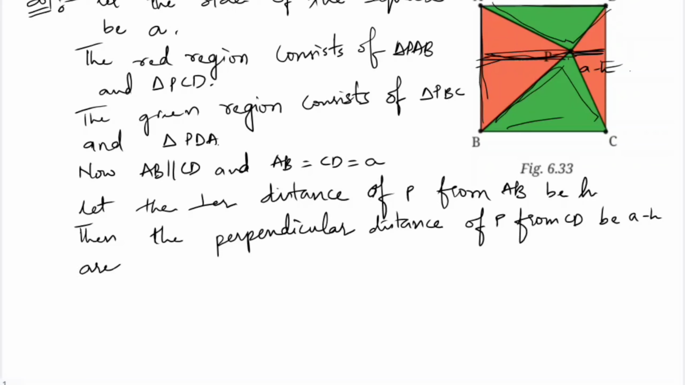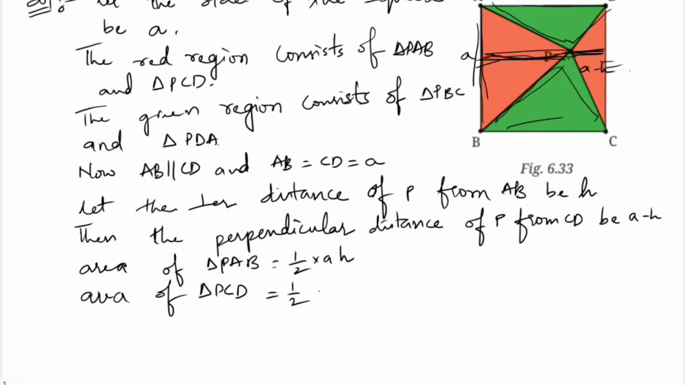So area of triangle PAB is equal to half into base into height. Okay, area of a triangle is half into base into height. Base is this side, that is a, and height is h. So this will be the area of the first triangle, and the area of triangle PCD is half into base, which is a again, and height is a minus h.